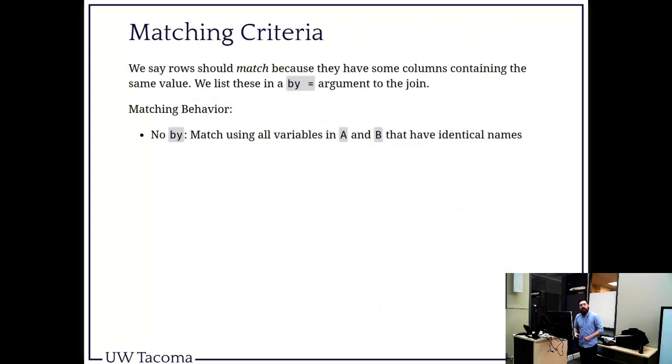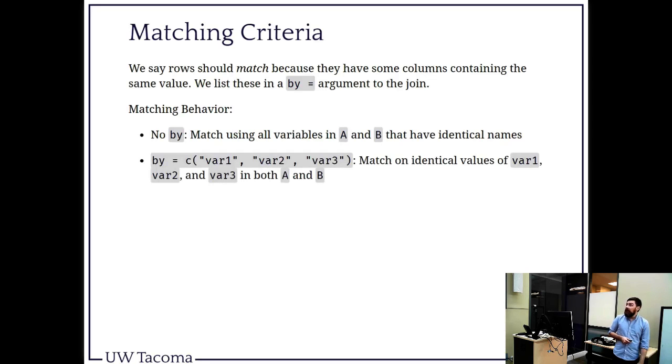Okay, so matching criteria. When we say that rows should match because they have some columns containing the same value, right? We will need to list these in a by argument in the join. The way it works is like this. If I do not include a by argument, let's say I'm doing left join, and I just don't put by equals, dplyr will automatically be like, okay, this guy probably knows what he's doing. So I'm just going to say that every variable that has the same name in both A and B is probably what I want to match on, and it's going to attempt to match on all of them. Often that works.